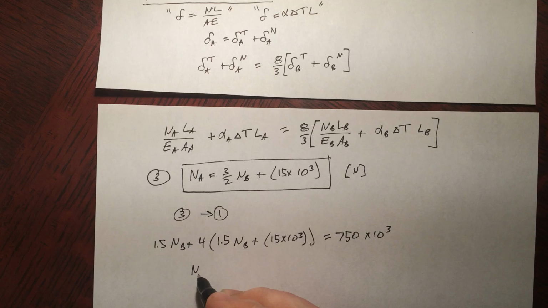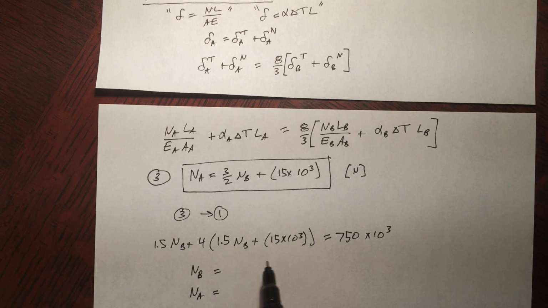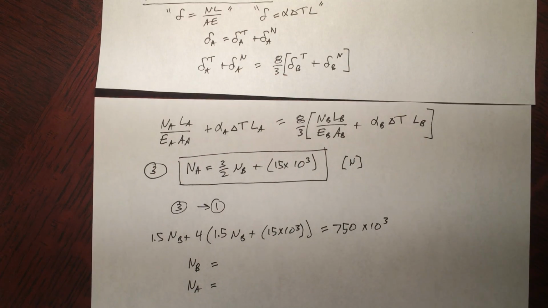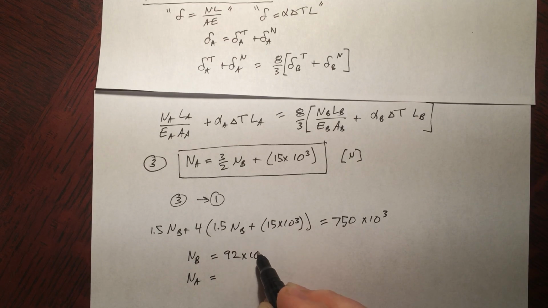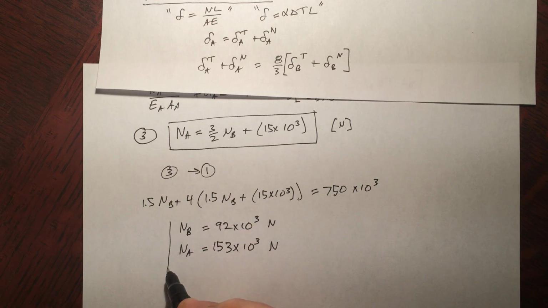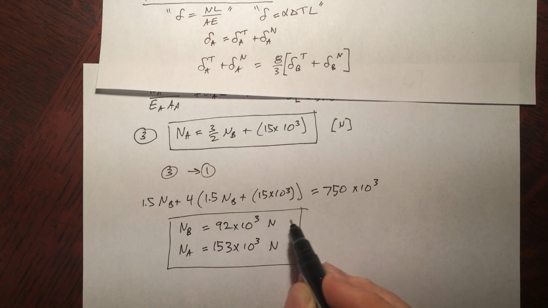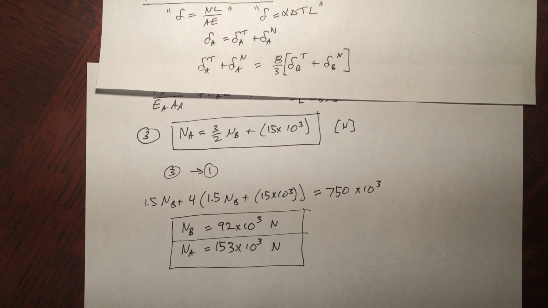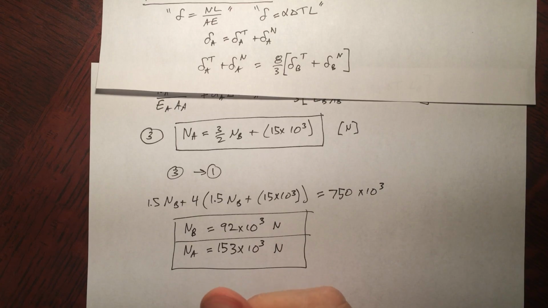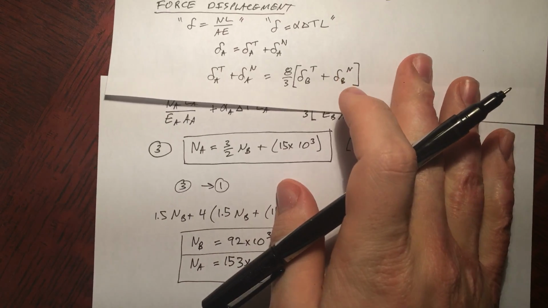Alright, all good. Once you find N_B, you go back and find N_A. N_B is 92 times 10 to the 3 newtons, and N_A is 153 times 10 to the 3 newtons. So this is just kilonewtons, but we're going to leave it like this because for displacement, we want to keep it all in terms of our fundamental units. So now that we have N_B and N_A, we really only needed one of those, and I'll show why.